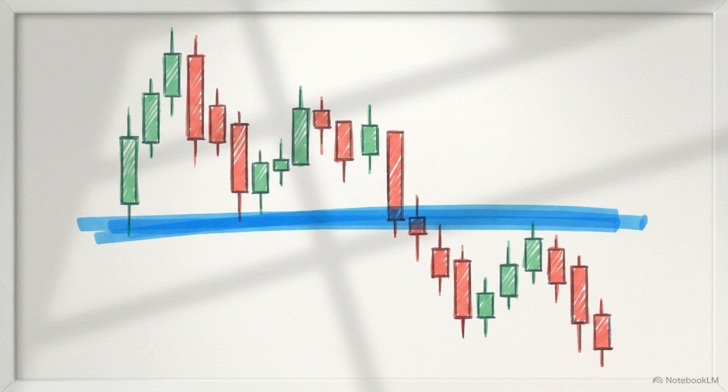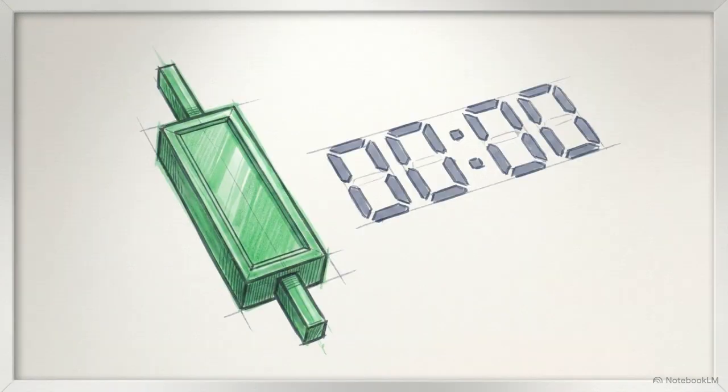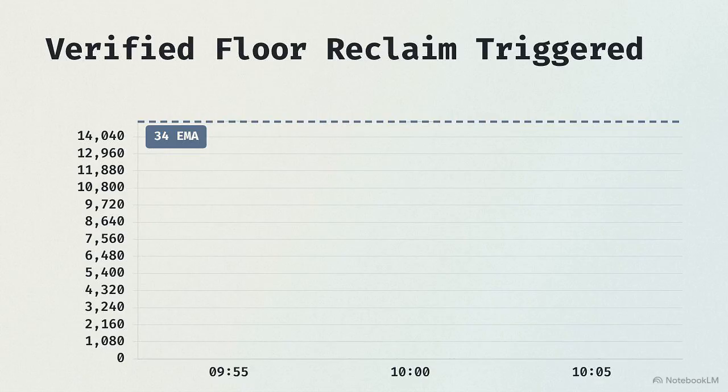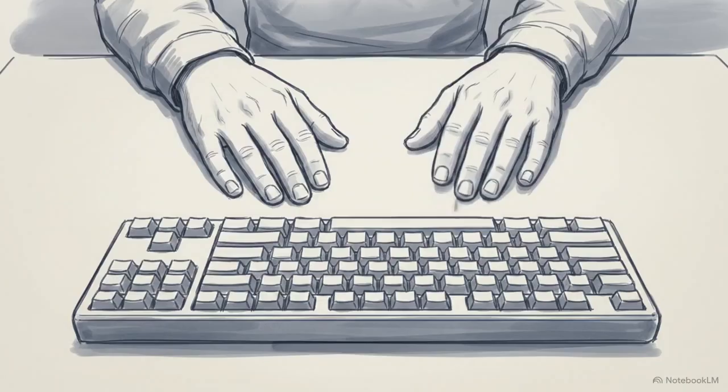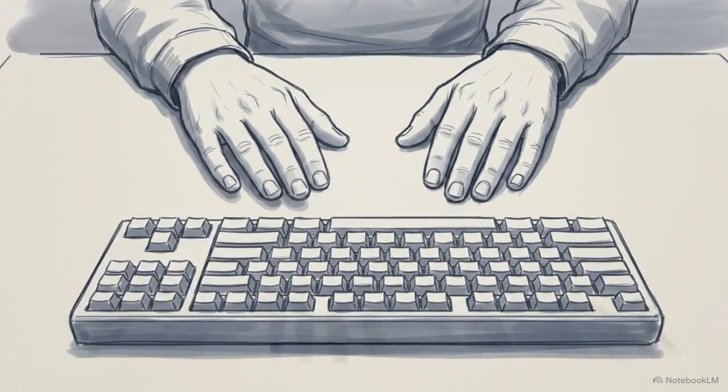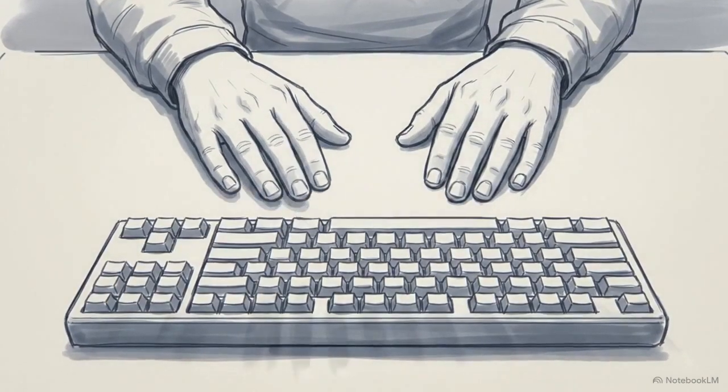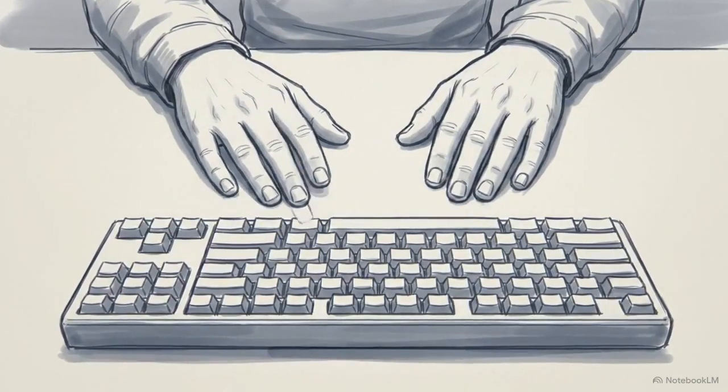Here on this 5-minute Nasdaq chart, the price candles are dipping down to test a technical moving average line, establishing a clear structural floor. Step 1 is simple. We wait for the structural trigger candle to fully complete. In this case, we are looking for a verified floor reclaim, meaning the candle closes securely back above our moving average. While that candle is forming, you do absolutely nothing. You exercise strict patience and let the countdown timer run out.